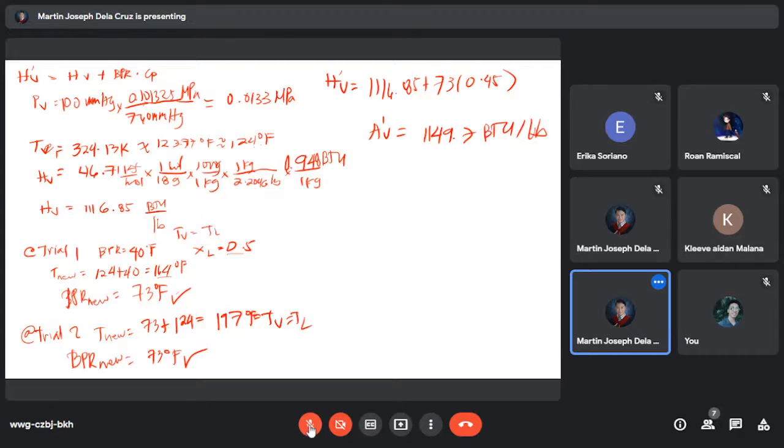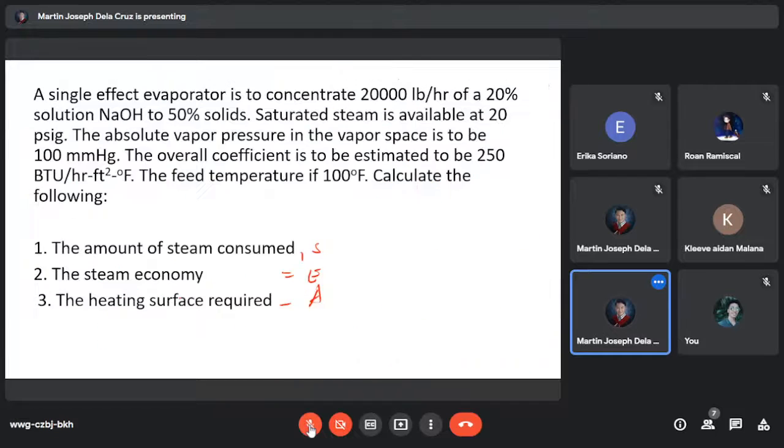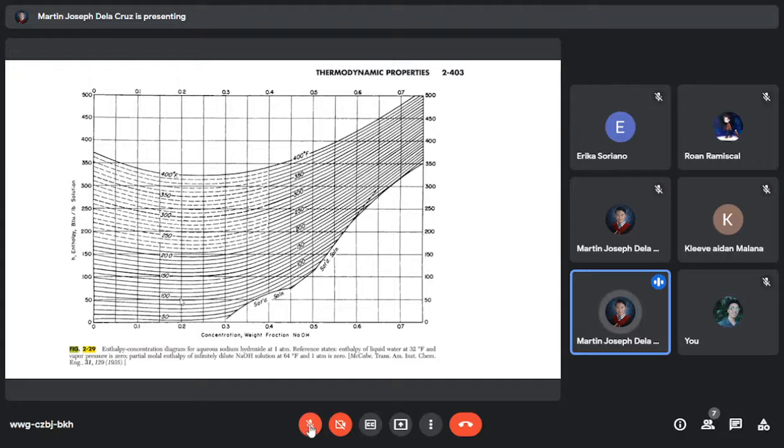So, sa solution natin, meron na tayong HV, HL, HF, HS. So, we'll get now your HL and your HF. Gaya nga ng sabi ko kanina, kukunin natin si HL at saka HF dun sa diagram class. Okay? So, to get your HF and your HL, at HL, kailangan natin ng temperature. So, temperature ng feed natin is 100 degrees Fahrenheit. And then, concentration ni feed natin is 0.2.